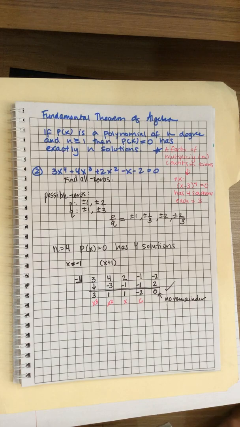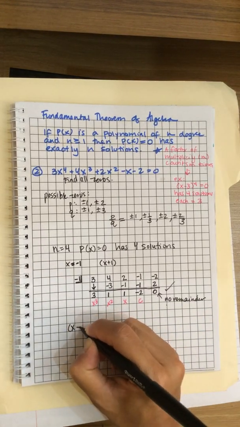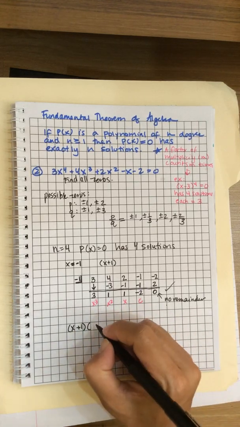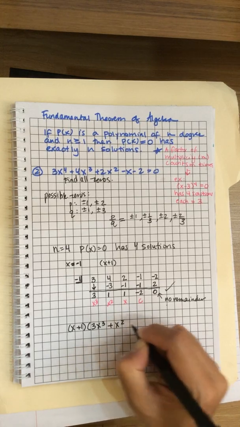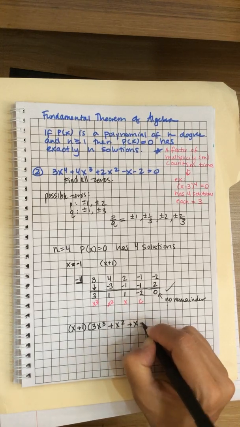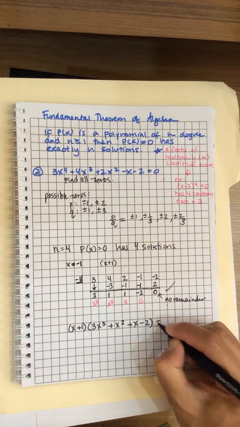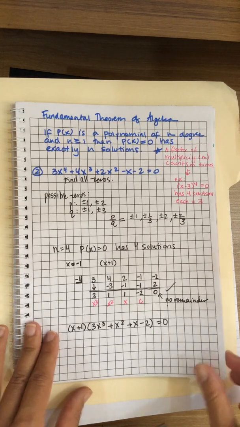So what I've just factored out is an x plus 1, and I know that what's left over is this right here: 3x cubed plus x squared plus x minus 2. So this polynomial is now equivalent to this. Okay, so we have 1 zero. Let's find another zero.